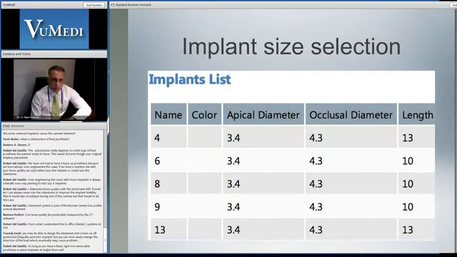At the same time, we can see the precise implant diameters and the lengths that we're going to be using. This is communicated to the restorative dentist and the prosthodontist. Based on this information, they're going to start to plan and design the prostheses that would be suitable for this number of implants and this configuration.